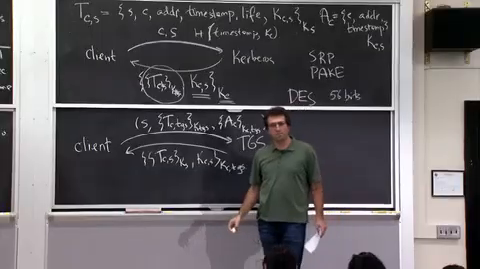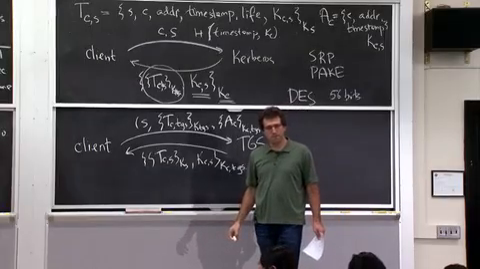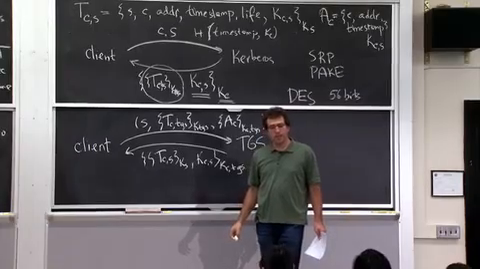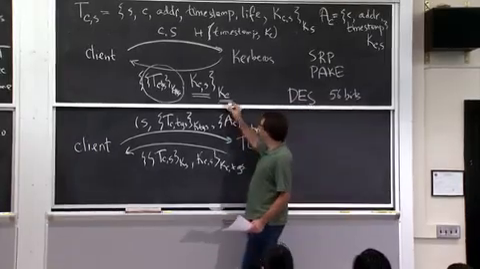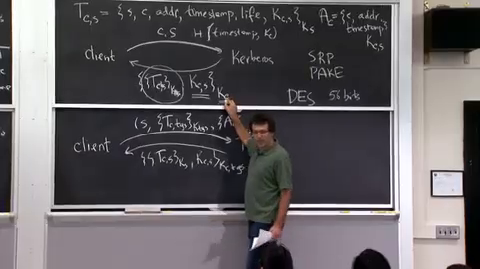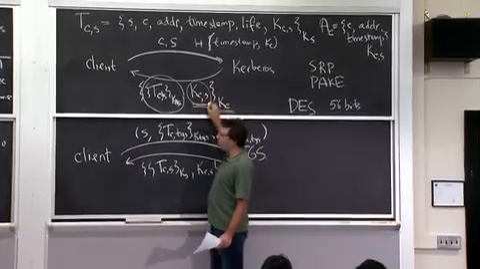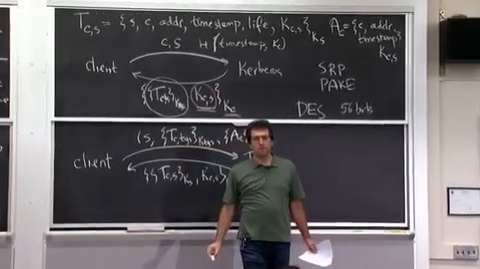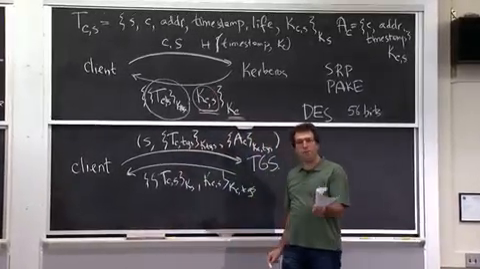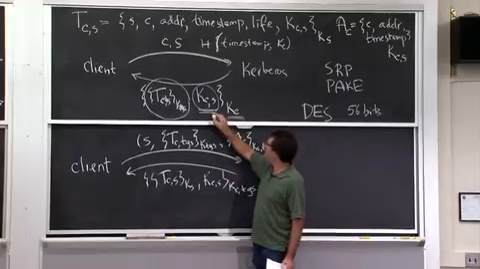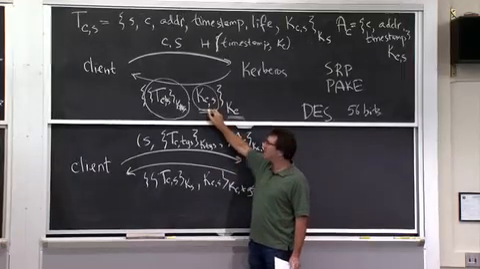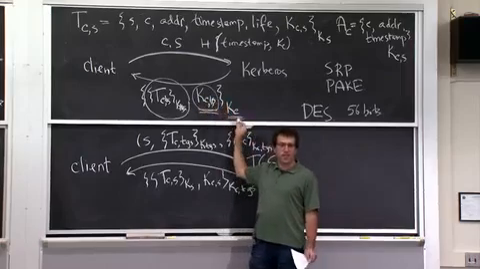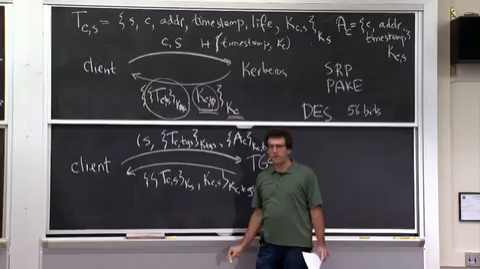Question? So you said before that the client discards KC. Yep. You're still keeping KCS, or S is the TGS. That's right. So the client discards KC after logging in, but it still keeps KCTGS. You're exactly right. So how bad is it? Why is it better to disclose KCTGS than KC?